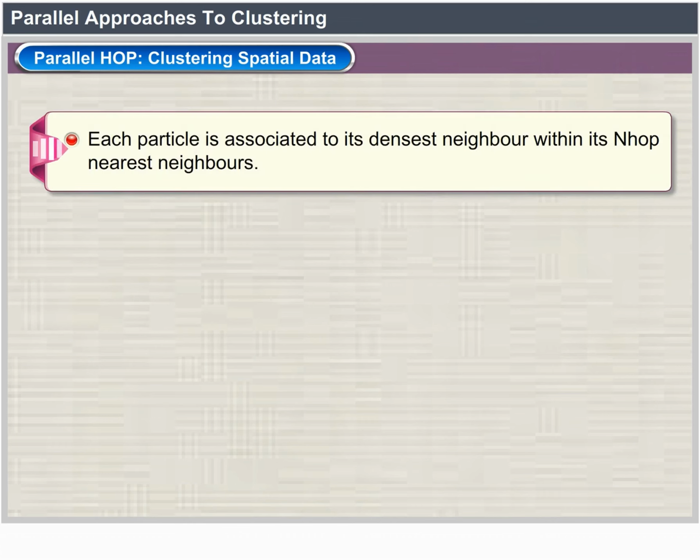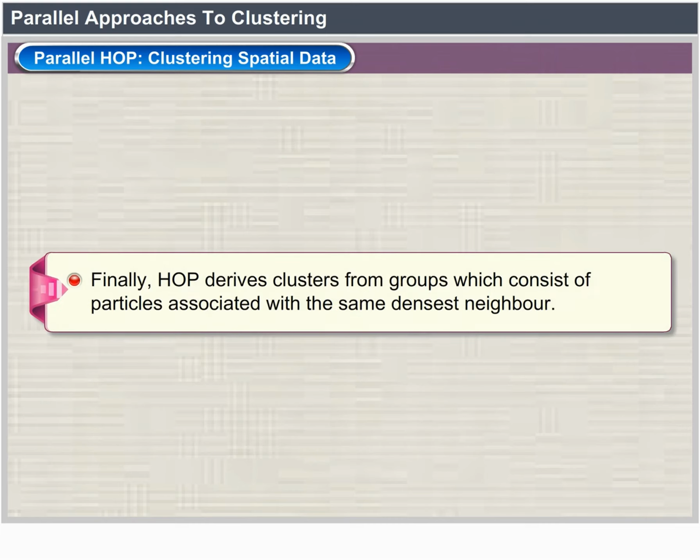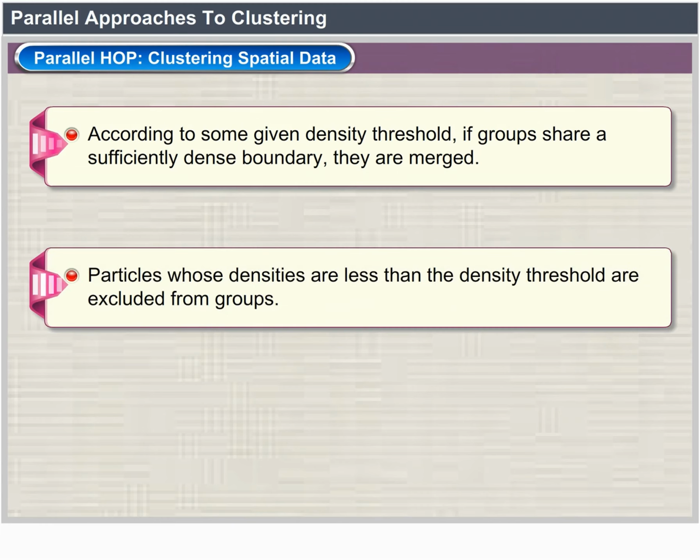A particle can hop to the next densest particle and continues hopping until it reaches a particle that is its own densest neighbor. Finally, HOP derives clusters from groups that consist of particles associated to the same densest neighbor. Groups are merged if they share a sufficiently dense boundary according to some given density threshold. Particles whose densities are less than the density threshold are excluded from groups.